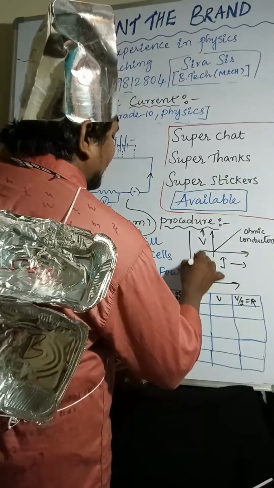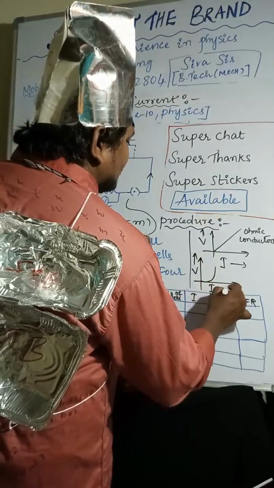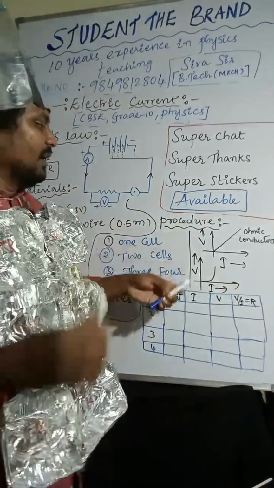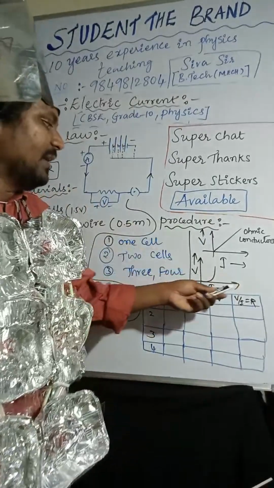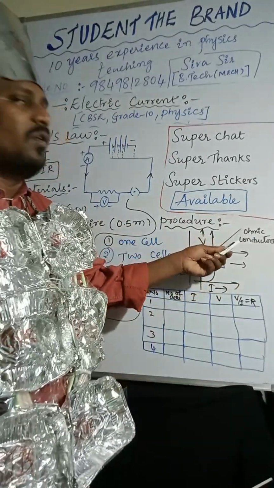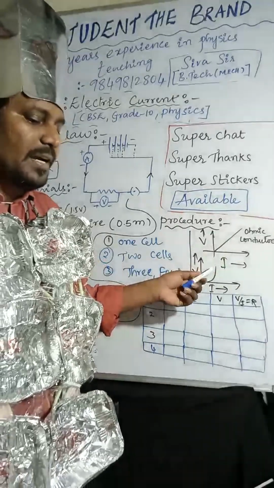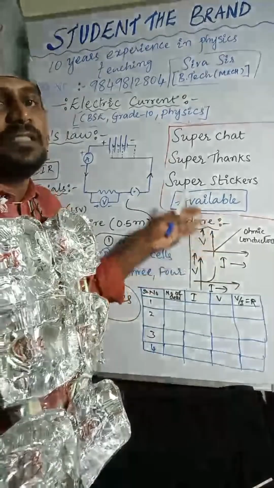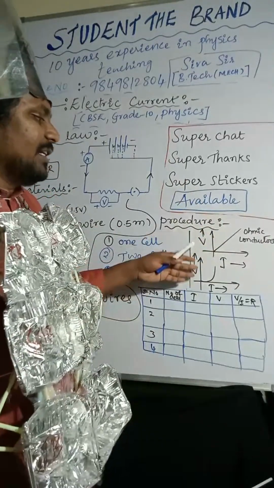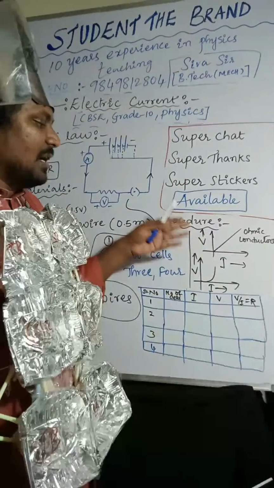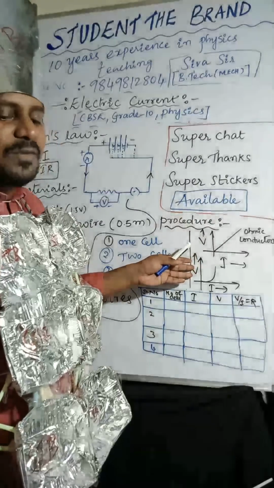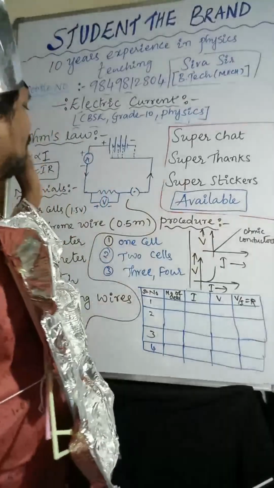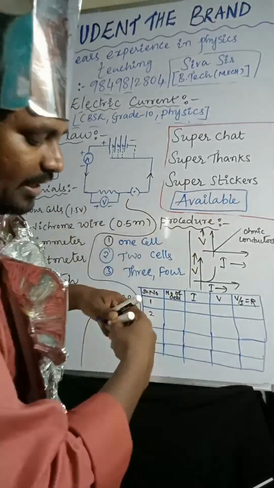So here I am taking V on the y-axis, I on the x-axis. This graph is for an ohmic conductor, and this one is for a non-ohmic conductor. Ohmic conductors are substances which obey Ohm's law; those which do not obey it are non-ohmic conductors. So this is about Ohm's law. Next we are going through resistance.